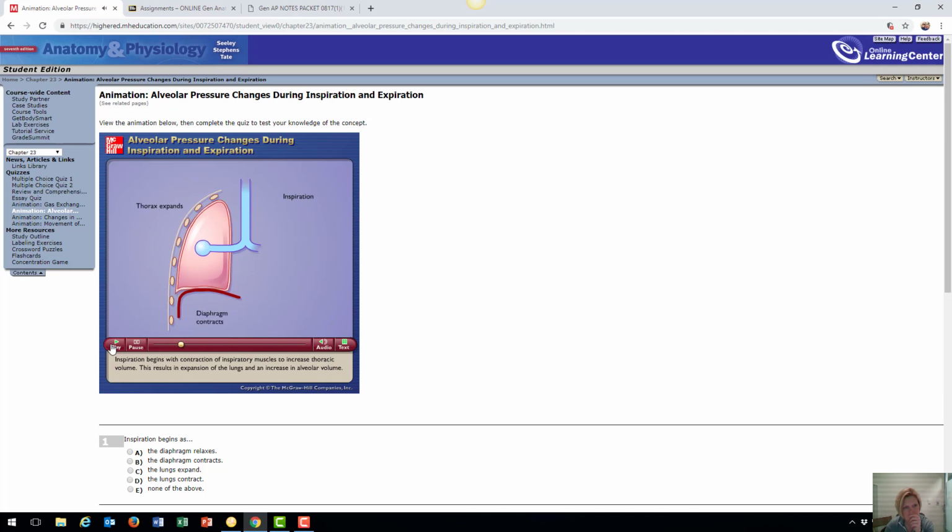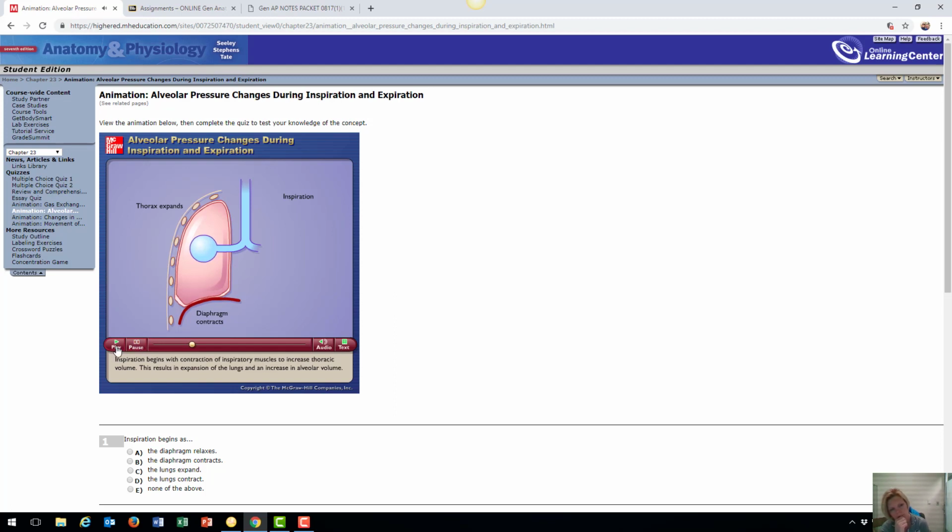Inspiration begins with contraction of inspiratory muscles to increase thoracic volume. So that volume is increased by the diaphragm contracting and the external intercostals pulling the ribs up and out. That's going to increase the volume. When we increase the volume of a space, that's going to drop the pressure, and the pressure is going to be lower in the alveoli, and that's what's going to allow air to flow into the lungs from higher pressure outside the body to lower pressure in the alveoli.